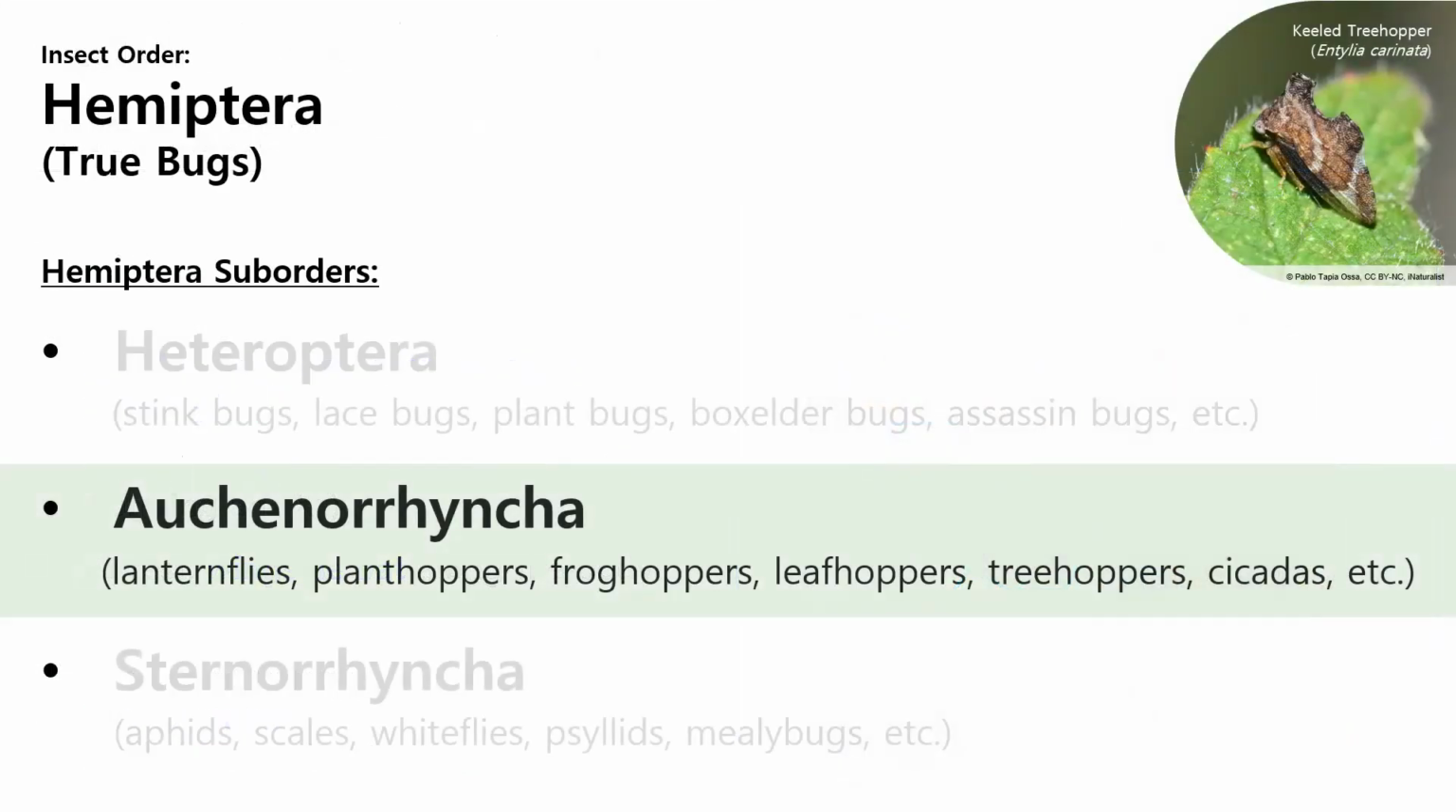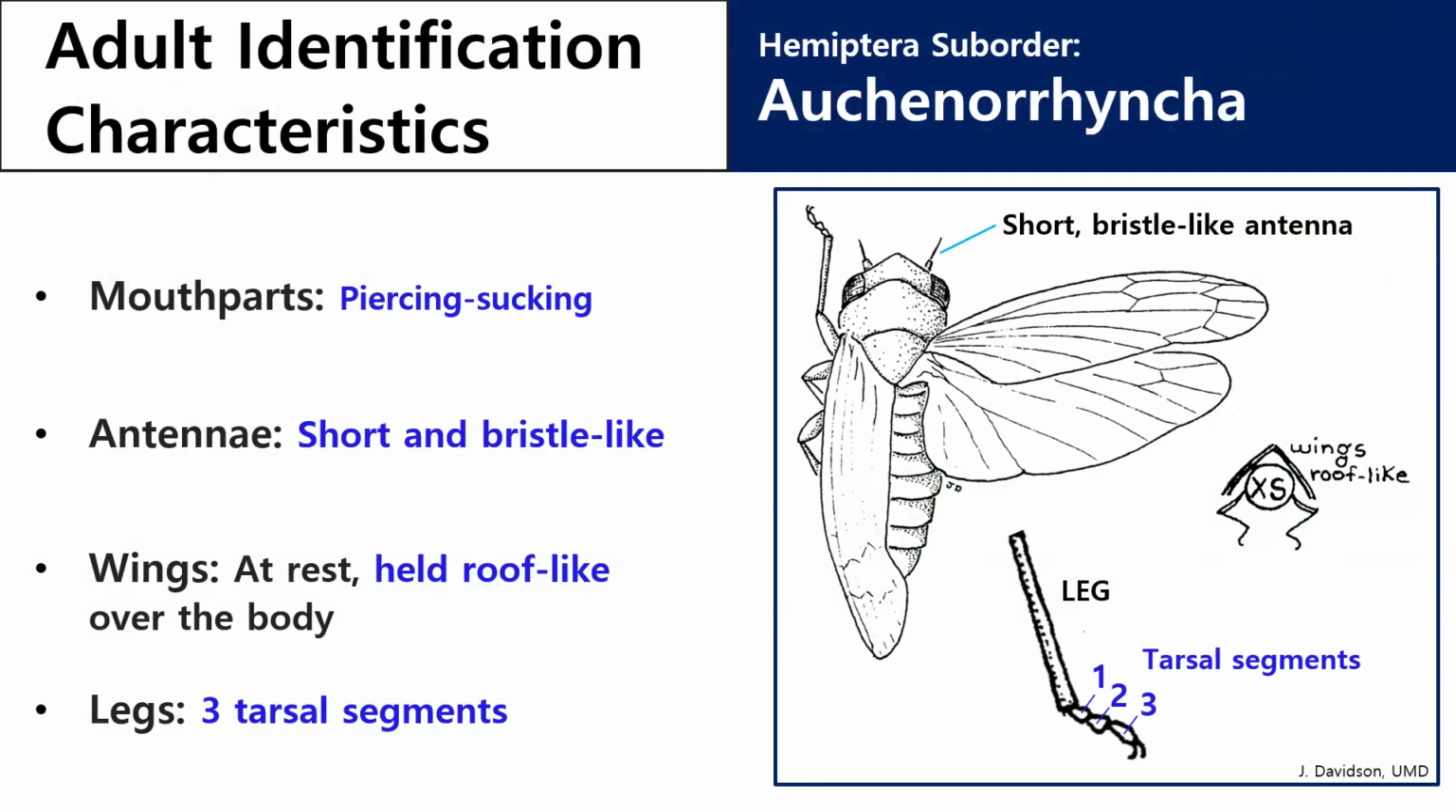Okay, next suborder, Auchenorrhyncha, things like our spotted lanternflies, planthoppers, froghoppers, leafhoppers, cicadas. So Auchenorrhynchans have piercing sucking mouthparts like all our hemipterans in this order. They typically have short bristle-like antennae. Their wings, when held at rest, are roof-like over the body, so almost like a tent or a roof. And then their legs have 3 tarsal segments. So this is if we're delving into more specific identification.